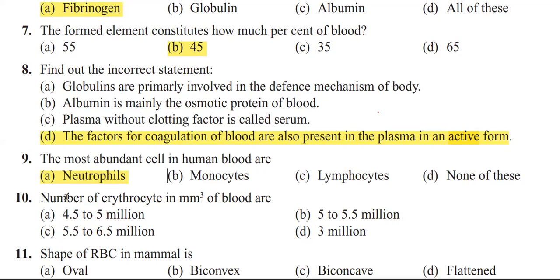Number of erythrocytes in a cubic millimeter of blood are 4.5 to 5 million, 5 to 5.5 million, 5.5 to 6.5 million, 3 million. So the answer is 5 to 5.5 million. Shape of RBC in mammals is oval, biconvex, biconcave, flattened. That is biconcave.